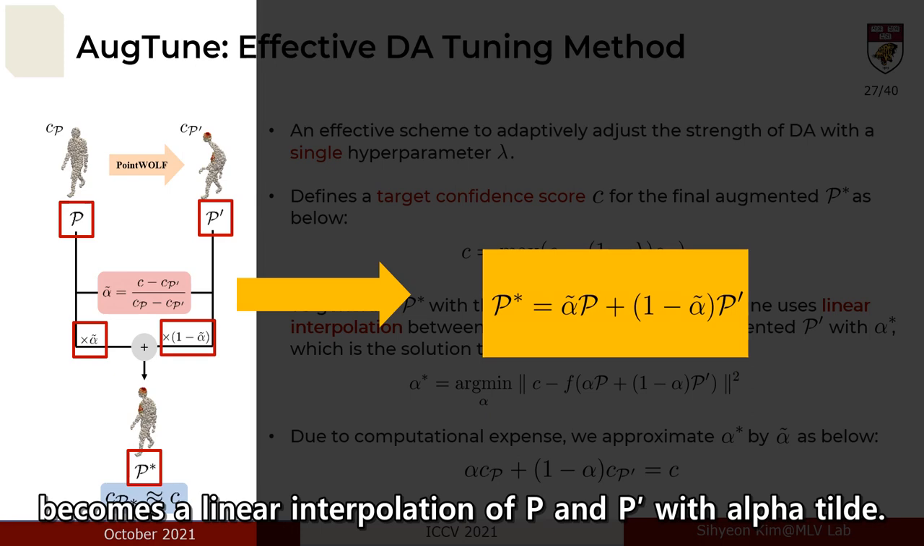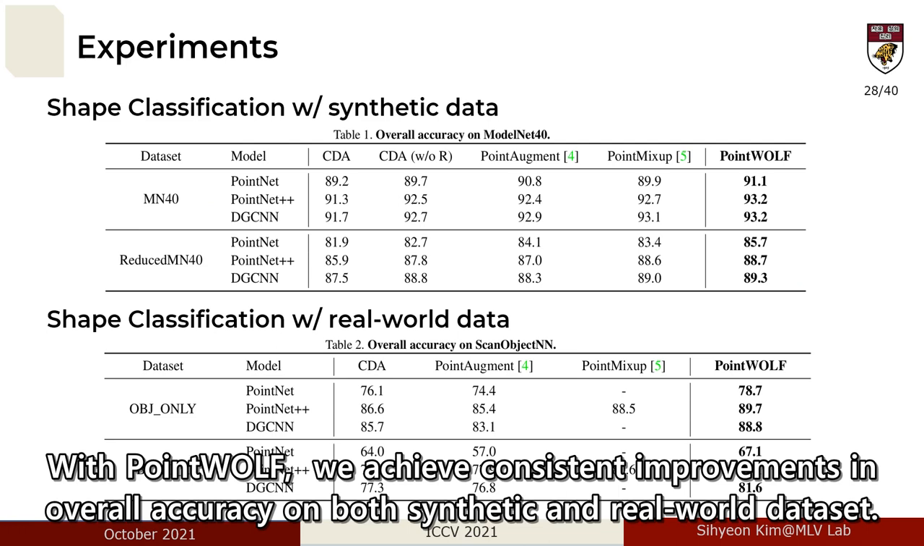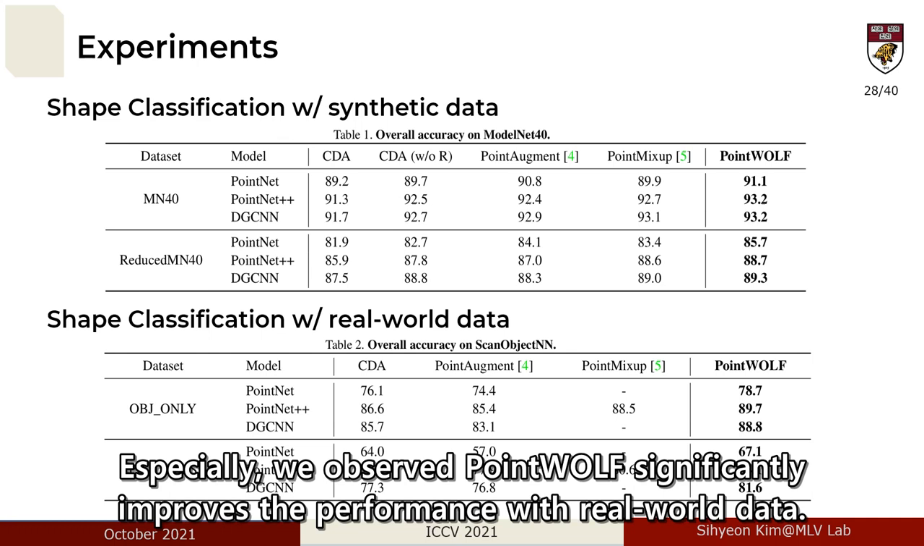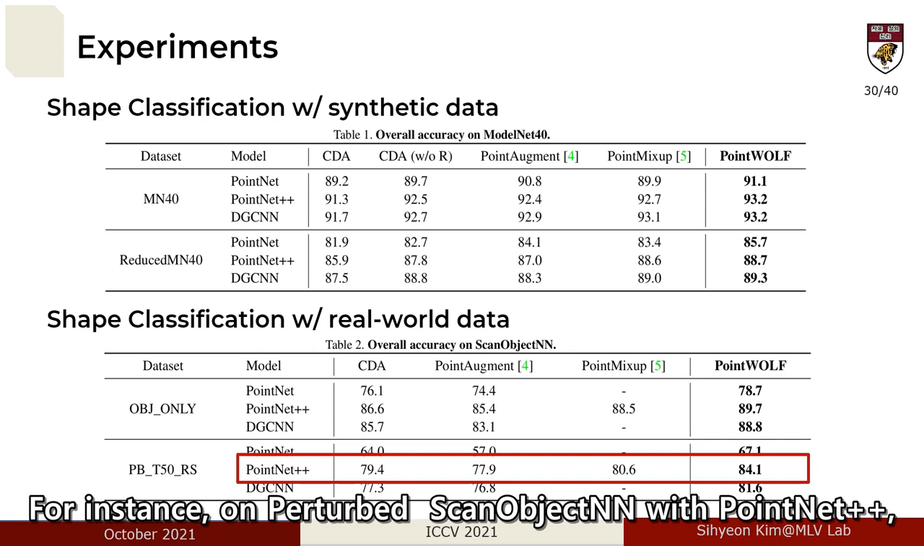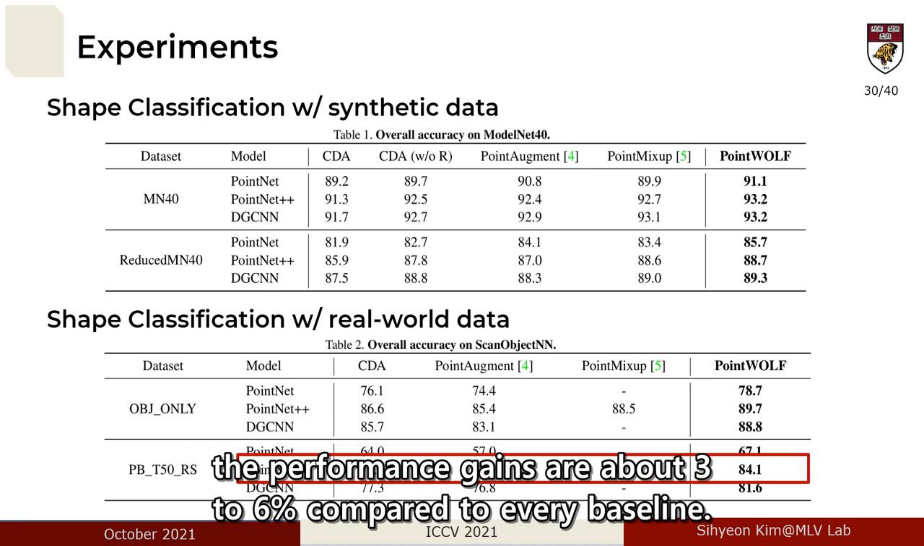With PointWolf, we achieve consistent improvements in overall accuracy on both synthetic and real-world datasets. Especially, we observed PointWolf significantly improves the performance with real-world data. For instance, on ScanObjectNN with PointNet++, the performance gains are about 3 to 6% compared to every baseline. These are some examples from PointWolf.